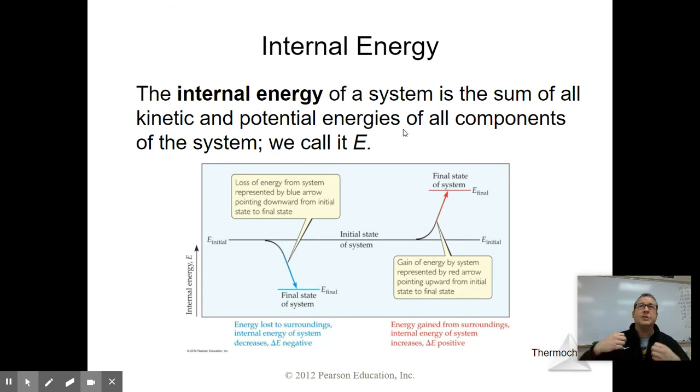So internal energy of a system, again, our main focus is really going to be the system, okay? Our concern is, what is the system doing? What is the system having done onto it? Is it absorbing or releasing energy? Okay, so our real focus is the system. So back at internal energy of a system is the sum of all kinetic and potential energies of all components of the system. We call it E, okay, capital E, in fact.